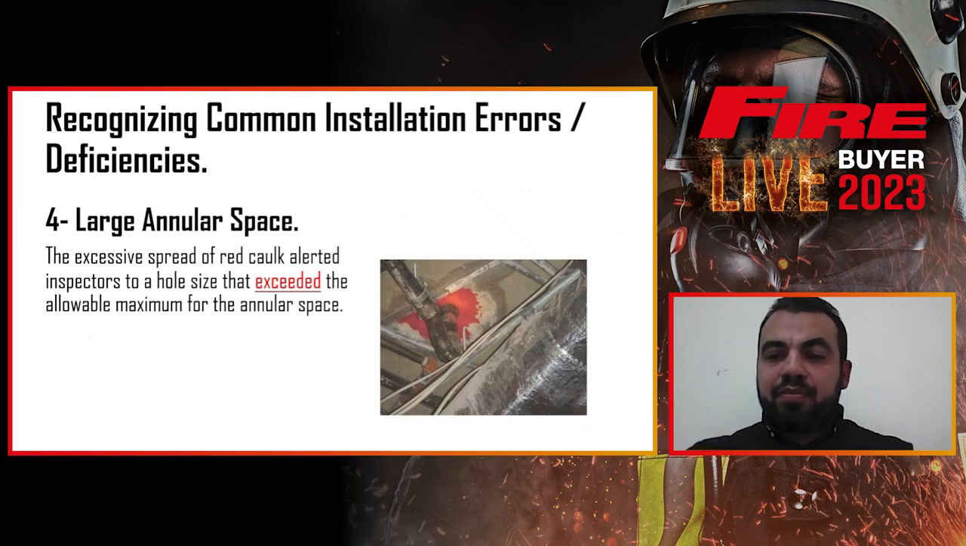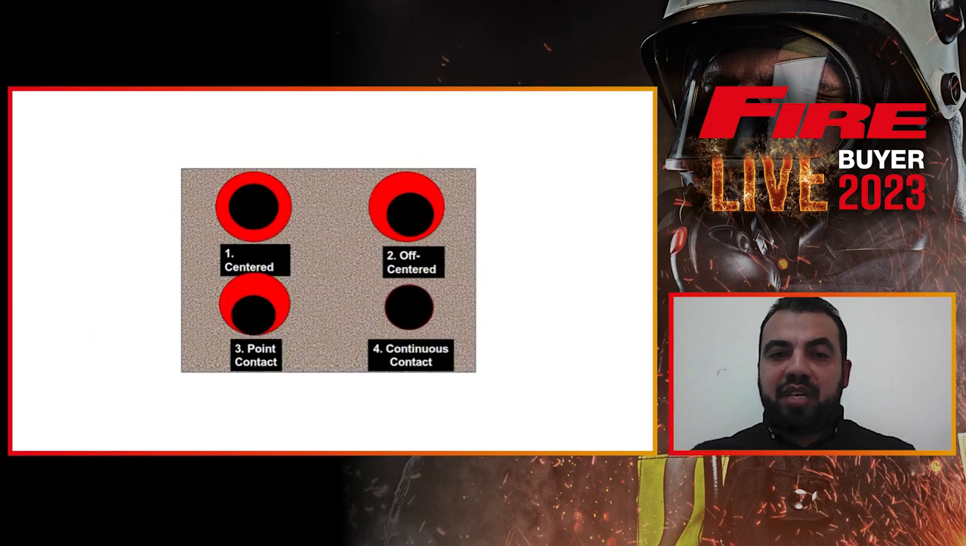Large annular space. This is also a common installation error, where your opening is wider than the limitation accepted by your tested system. In this case, as you can see in the photos with an intumescent material, the material will expand more than the required expansion, and this will affect the integrity of the fire stop material. It will not work as intended. You need to make sure that your system is installed within the limitation of the opening size and the annular space size.